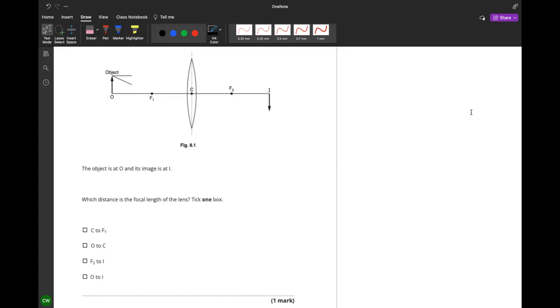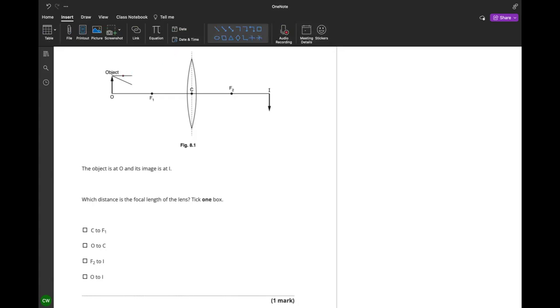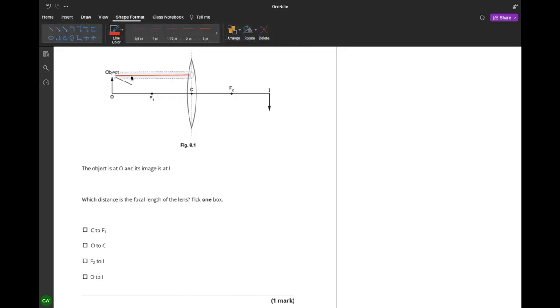Okay, let me ask you a question. When it's parallel, what should you do with this line? You shall extend the line until they meet here. Can you extend or not? The first line is the one parallel with the principal axis.